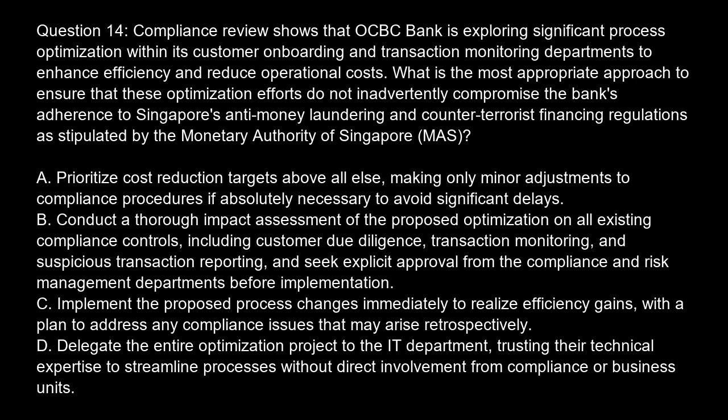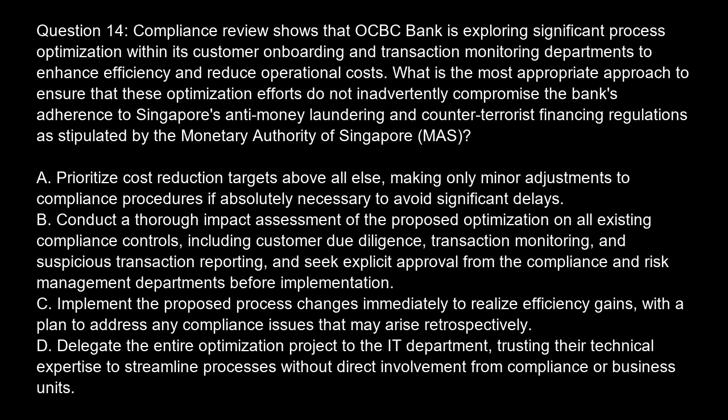Option A. Prioritize cost reduction targets above all else, making only minor adjustments to compliance procedures if absolutely necessary to avoid significant delays. Option B. Conduct a thorough impact assessment of the proposed optimization on all existing compliance controls, including customer due diligence, transaction monitoring, and suspicious transaction reporting, and seek explicit approval from the compliance and risk management departments before implementation.